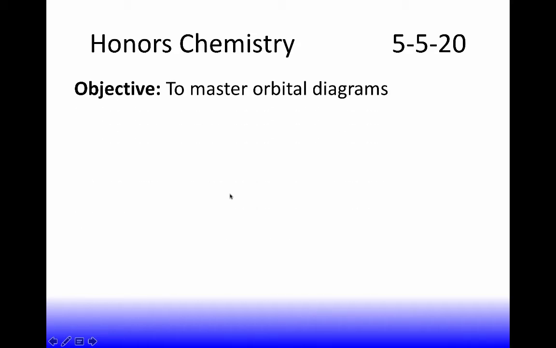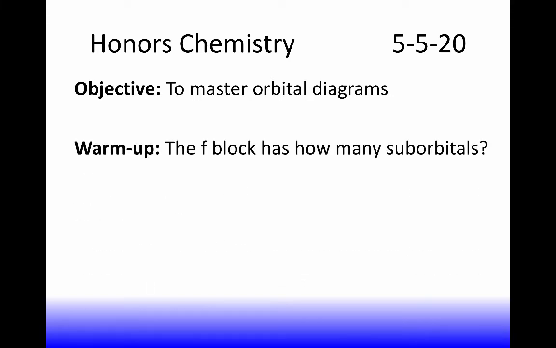Okay, so today we're going to talk about how to master filling in orbital diagrams. In order to understand that, we got to cover a few things in the first place. Now, warm-up question: in the F block, how many suborbitals are there? What this is asking is how many shapes. And if you know the number of shapes, you also know the number of electrons it'll hold.